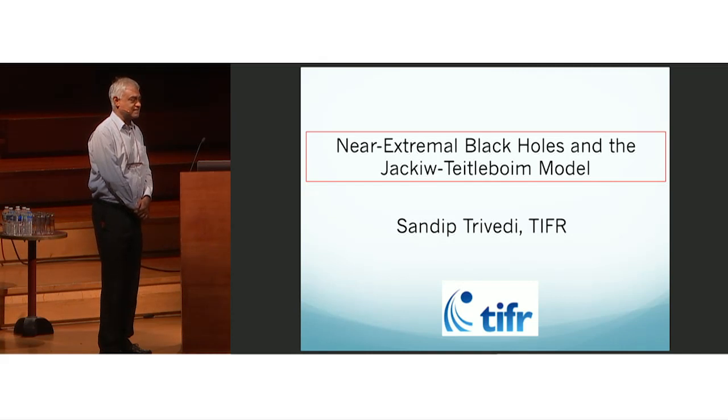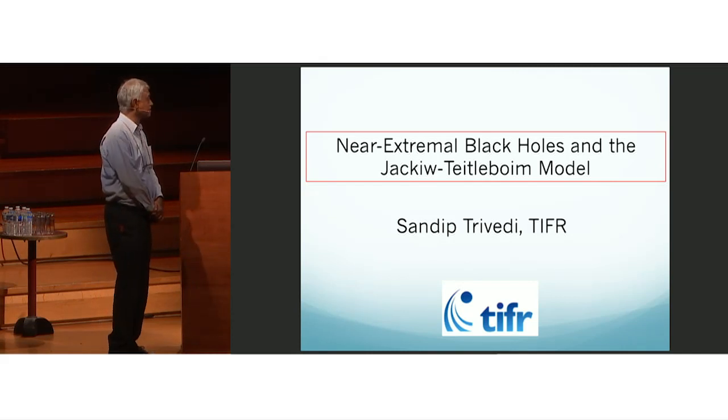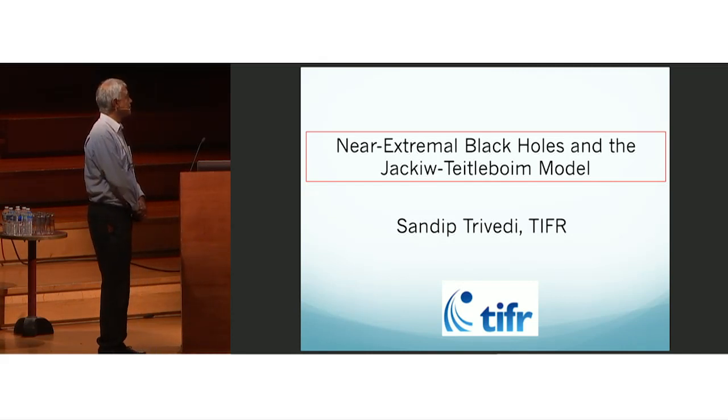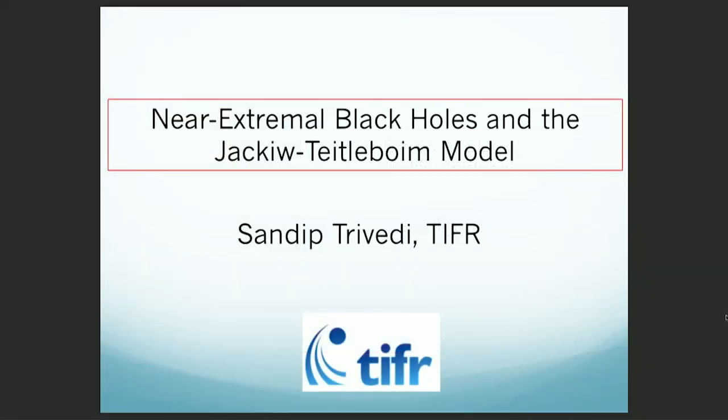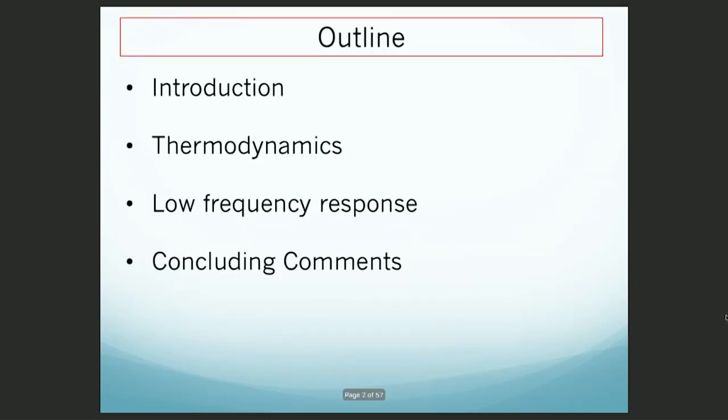first started, is that, in fact, the JT model does very well in explaining the behavior of a large class of such near extremal or extremal black holes if you are at small temperatures, so the departure from extremality is small, or if you're probing them at low frequencies. And that'll become clear as we go ahead.